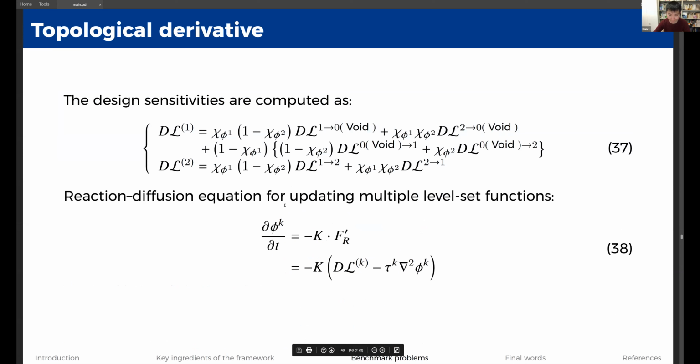And eventually we can update the multiple level set functions by solving the level set reaction diffusion equation multiple times, like this.